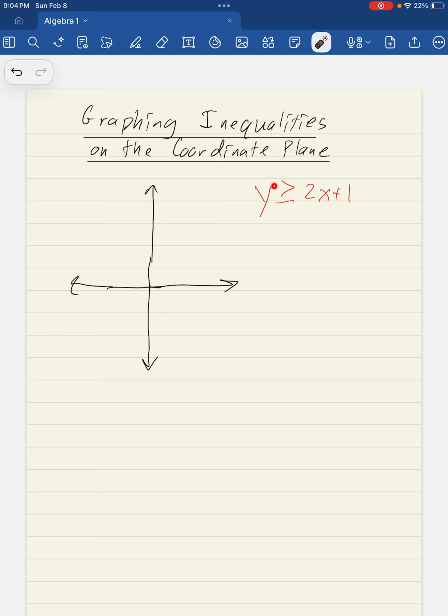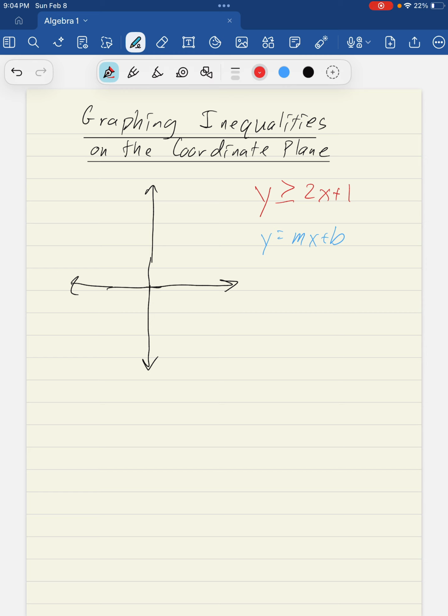Now, this inequality should look similar to y equals mx plus b, and it is. You're going to use the same concepts, except this inequality is, of course, different from an equal sign. So you're going to have a couple different rules you need to follow. I'll go over those rules on the next page.